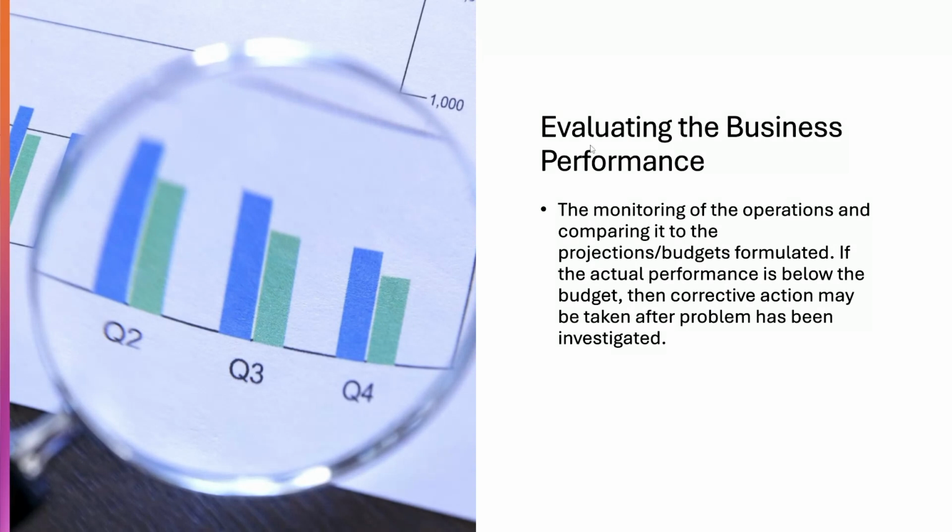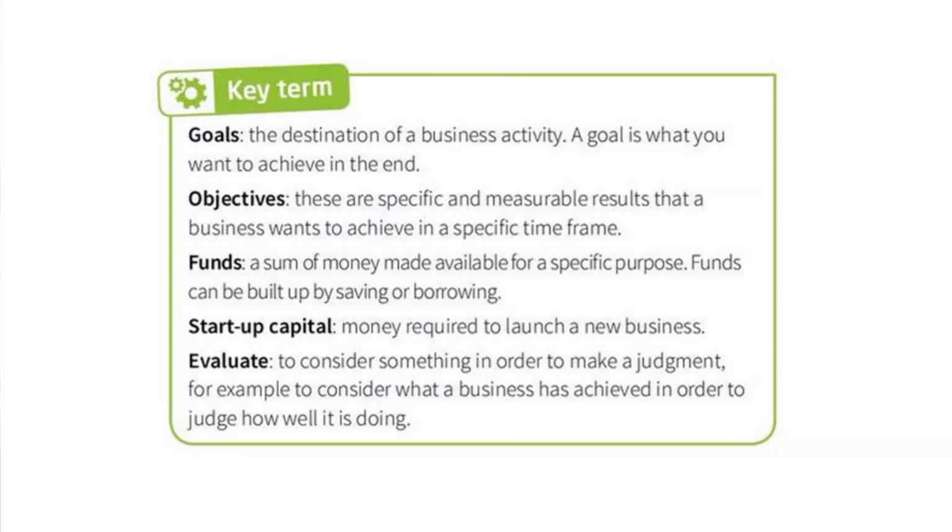So, the entrepreneur is also expected to evaluate the business performance, which includes monitoring the operations of the business and comparing what they projected to occur against what actually happened, right? So if the actual performance is below the budget, then there should be some corrective action and the problem needs to be investigated.